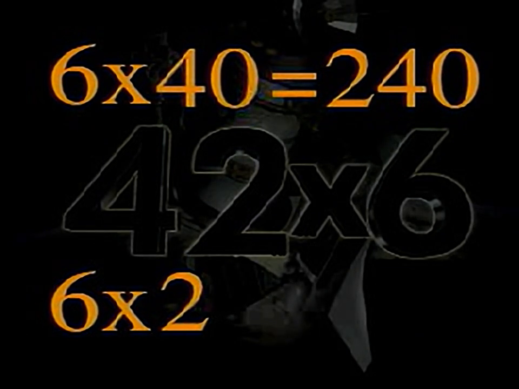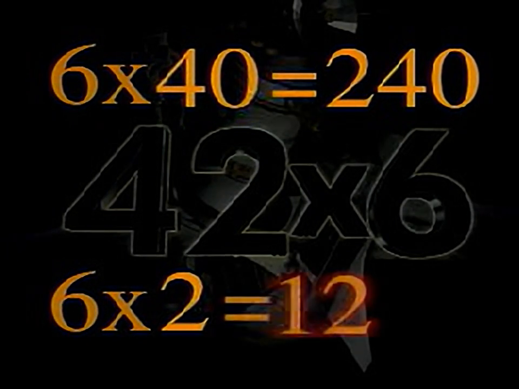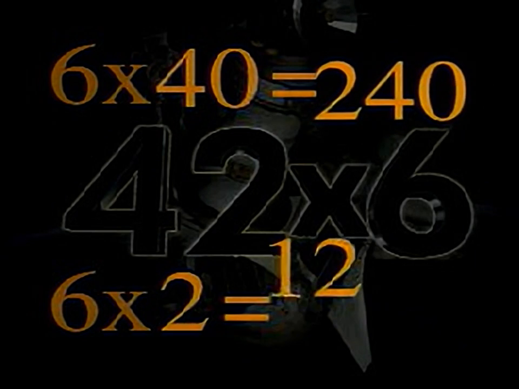Well, it might help to say the 240 to yourself a couple times to help you remember. Okay, 240, 240. Now, multiply 6 times 2. Well, the answer to that is 12. Then you add 12 plus 240. The answer is 252. Whoa, I think I'm going to need a few practice problems to get the hang of this.